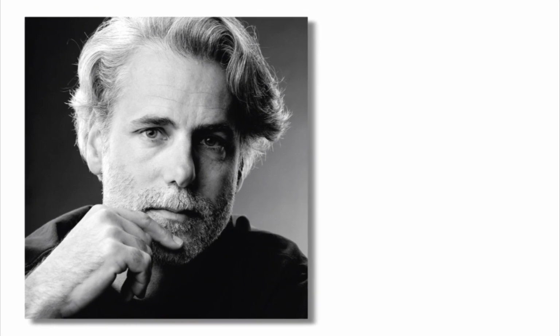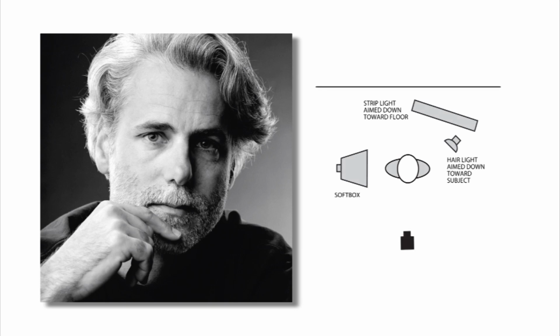A medium softbox was hung high on a boom to create the characteristic Rembrandt shadow seen on the face of this subject. It also acted like a hair light on his camera left side. The camera right hair light came from below. A strip light aimed down toward the floor lit the background.